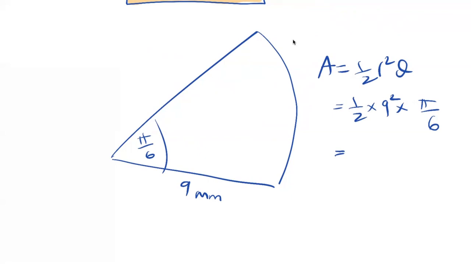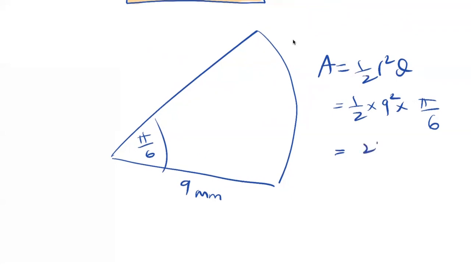Now notice that because there's no sine or cosine or tangent there, it doesn't matter what your calculator is set to. So even though the answer is in radians, the calculator doesn't have to be set to radians. If we work all that out, it comes to 21.2, and because we're working in millimeters, the unit is millimeters squared. So really straightforward to use. It's just a matter of knowing that formula and then applying it.